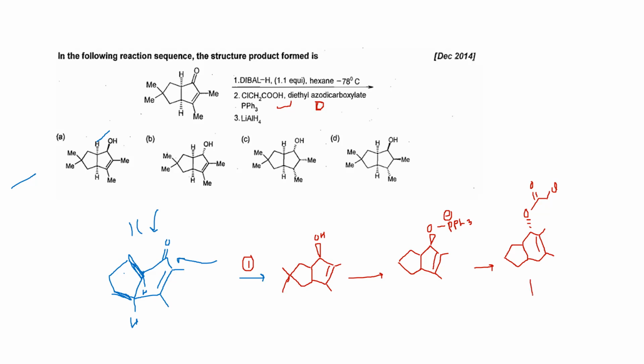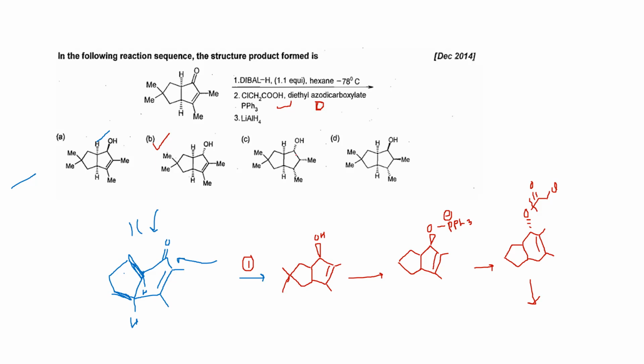Okay. After that, what will happen? If you add LiAlH4, this ester will get reduced and this bond will break. It will be an alcohol. So which will be our product? Option B. So option B will be our product.